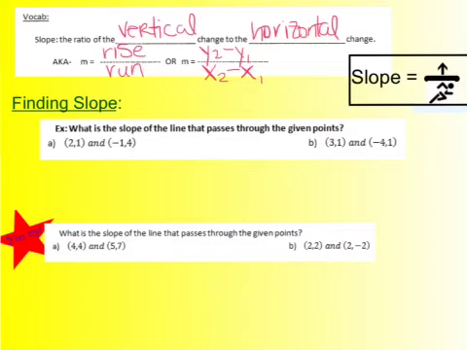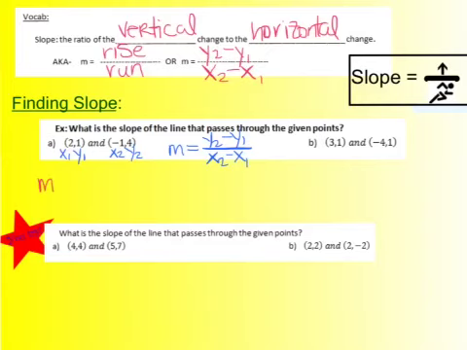Alright, so finding slope. What is the slope of the line that passes through the given points? So we're going to go ahead and use the slope formula. So m, I'm going to write it in the middle here, m is equal to y2 minus y1 over x2 minus x1. Anytime you're using the slope formula, write it down on your paper so you don't make some silly error. Now before we substitute in values, let's label these ordered pairs. I'm going to label the first one x1 and y1, and the second one x2 and y2. And now I'm just going to substitute in those values.